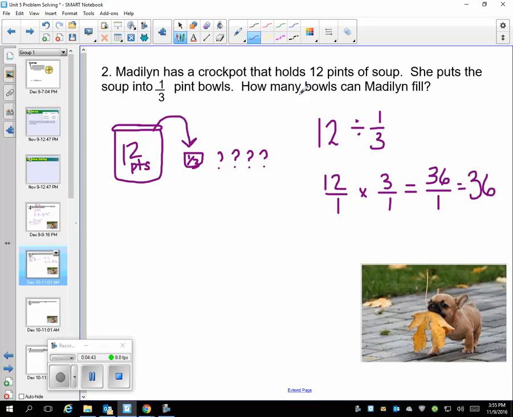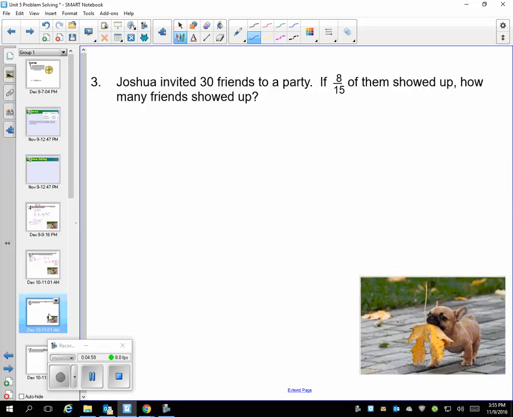And in my question, it says how many bowls can Madeline fill? So this is bowls when I label my answer. Today when you're doing your assignment, it's important you label your answer. Let's do another.